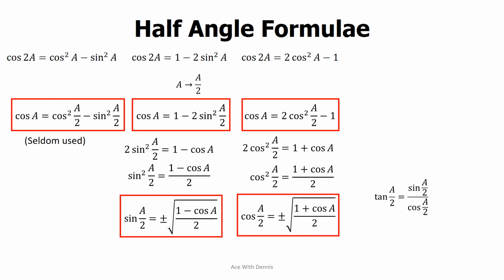Now how about tangent? Tangent actually is very easy. Tangent A over 2 is simply sine A over 2 over cosine A over 2. So we find the sine A over 2 first, followed by cosine A over 2. Then to find tangent A over 2, just take sine A over 2 over cosine A over 2.